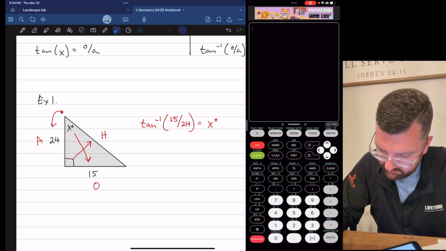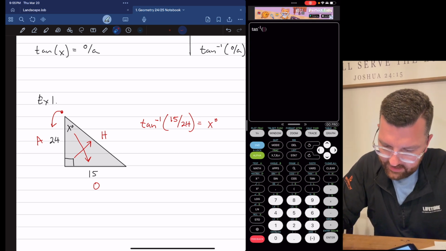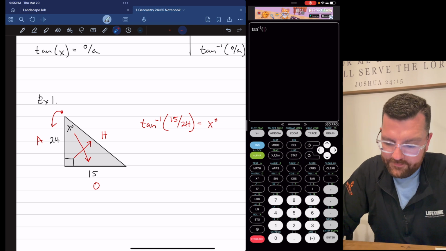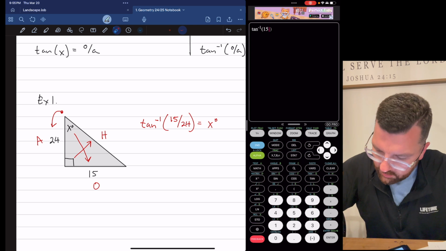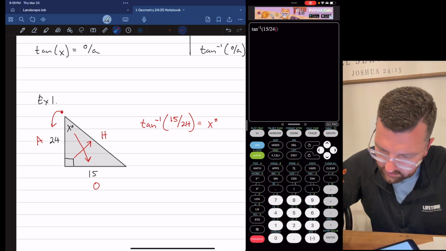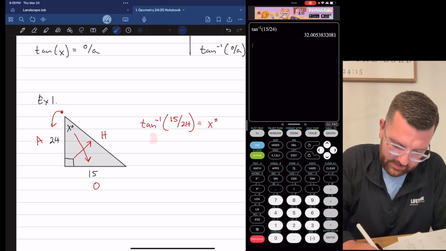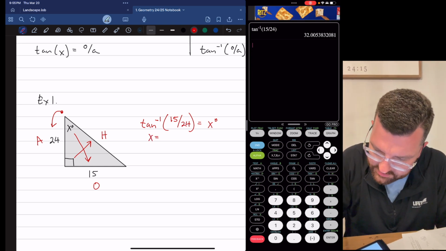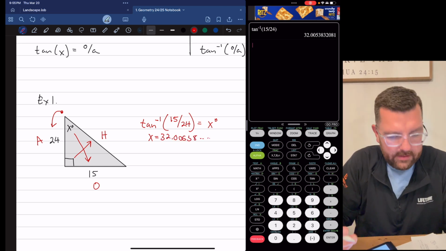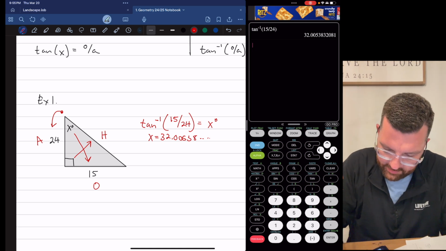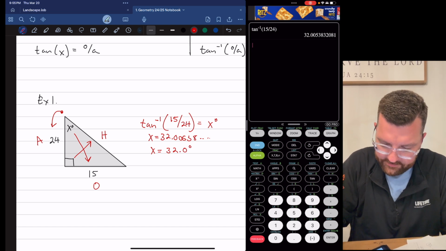If you push second and then tan, it gives you the inverse symbol. It does it for you. So second, tan, and then I'm going to type in that ratio, 15 divided by 24, close that parentheses, and then look, there's my angle. x equals 32.00538, and it goes on. We're just going to round it one place past the decimal. So my answer here is that the angle is 32.0 degrees. That would be my answer.